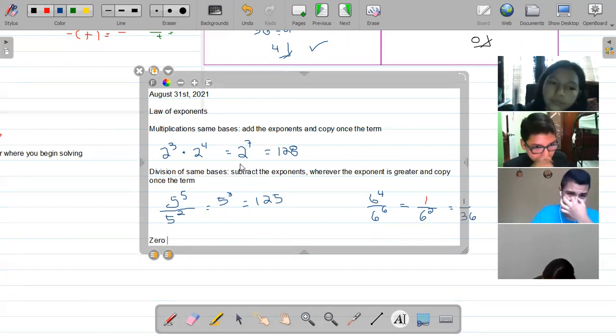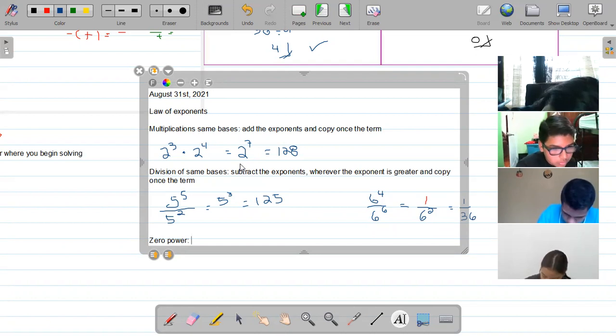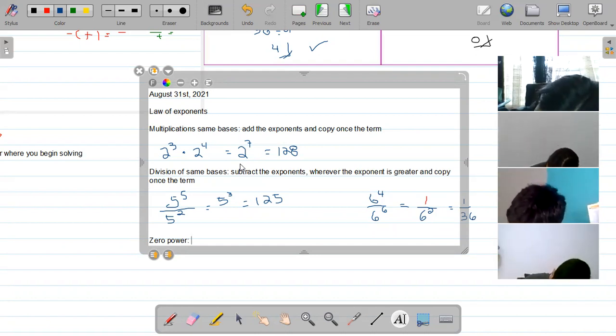0 power. Can anyone tell me what does the 0 power say? Anyone? What does the 0 power say?